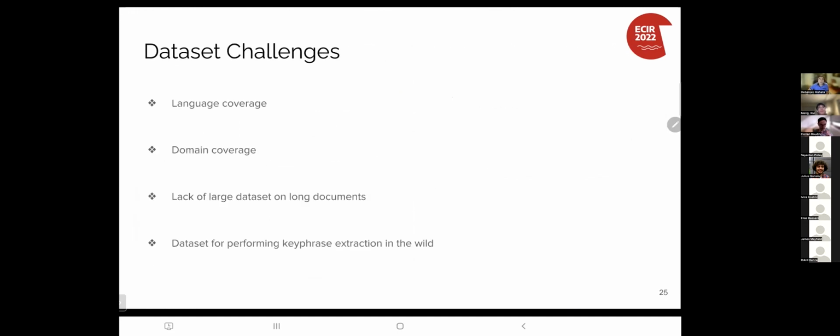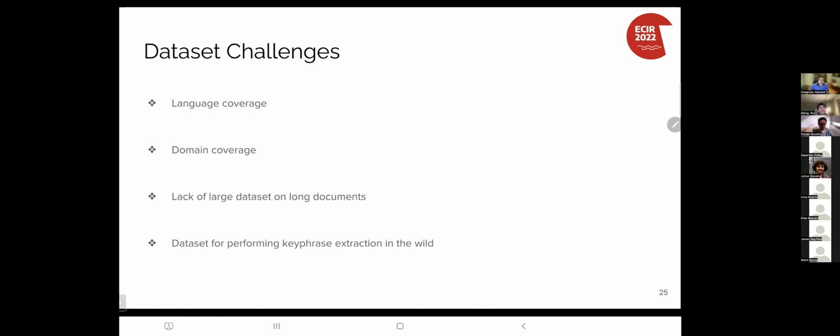Now, these are some of the challenges in the dataset world. One of them is language coverage. There are hardly any datasets outside the English language, which makes it very hard to train multilingual key phrase extraction models. Second is domain coverage. As already said earlier, most of the datasets are in the scientific domain. So we need more datasets in other domains, for example, legal and financial.